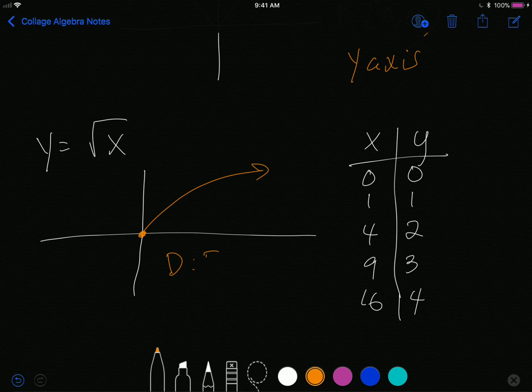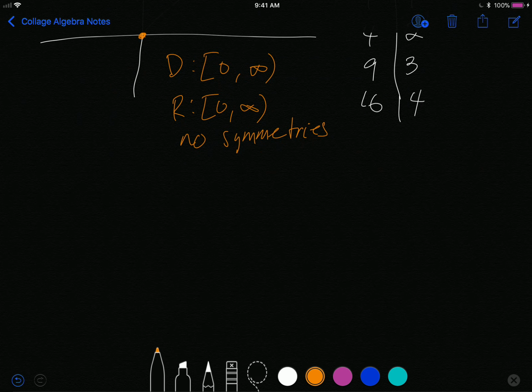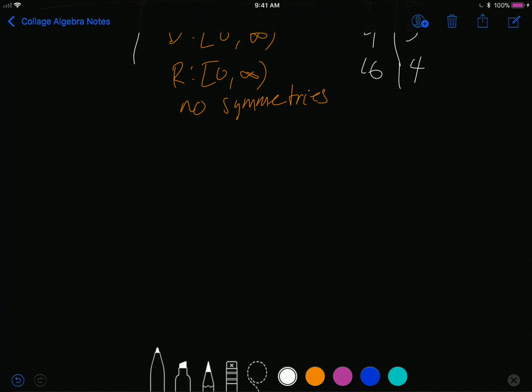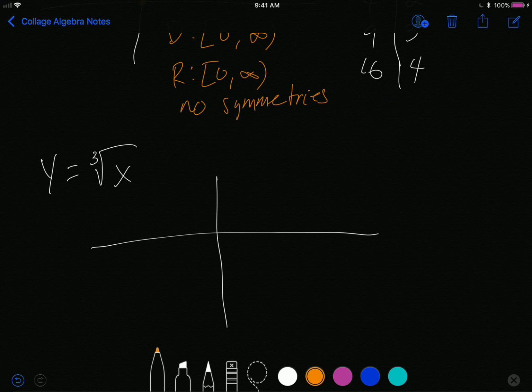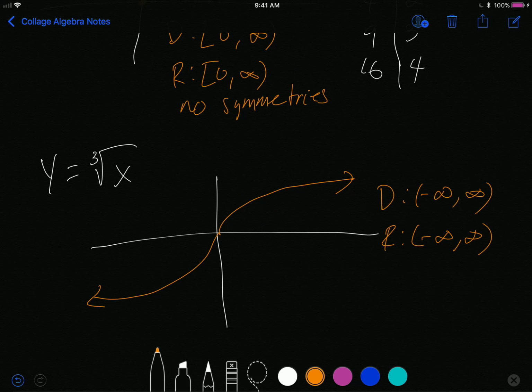The domain is from 0 to infinity. You can also take the cube root of x, put a 3 right here. That graph right here, yes, and it's symmetric about the origin.